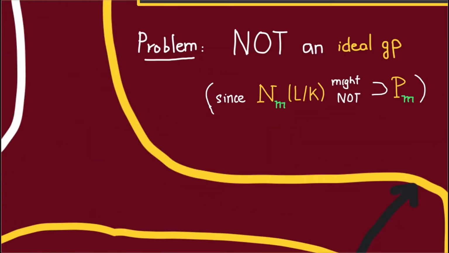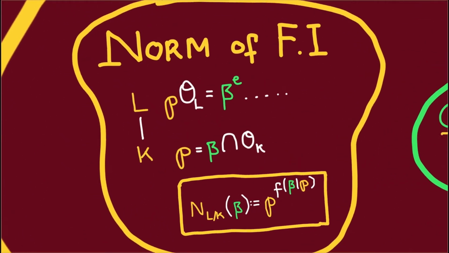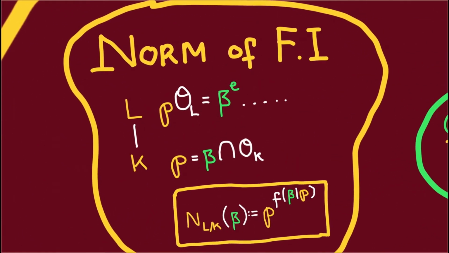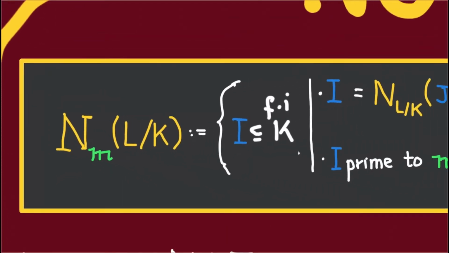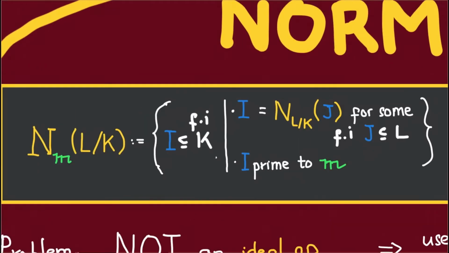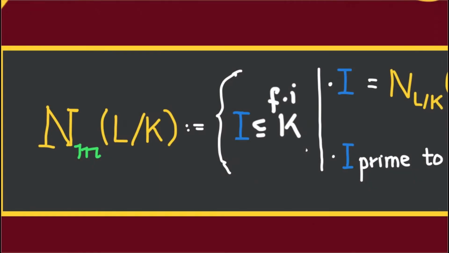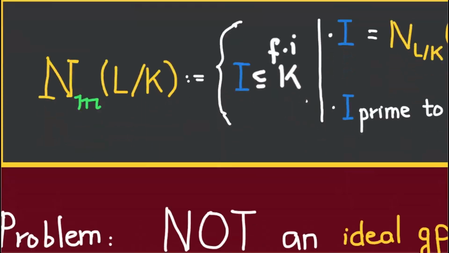Recall that previously we have defined the notion of a norm of a fractional ideal of L. Then naturally, given a modulus M, we can define the norm group corresponding to M as the group consisting of all fractional ideals I, such that I is the norm of some ideal J in L and I is prime to the modulus M. This definition sounds good, but it has a problem.